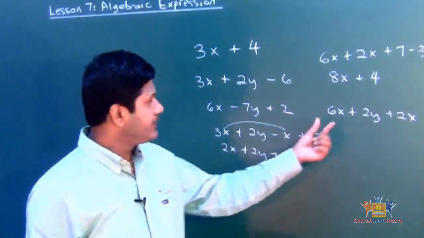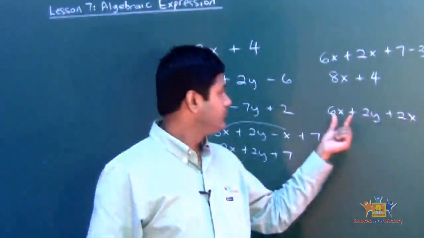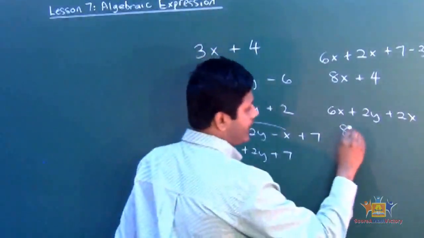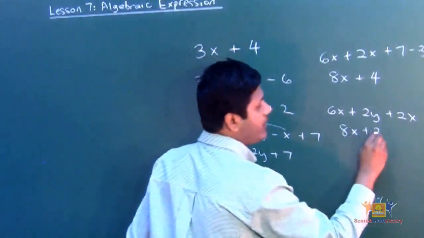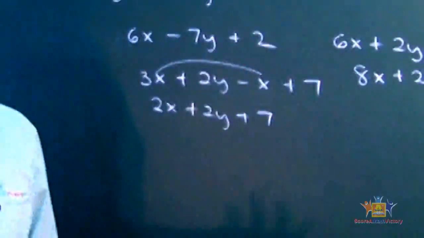Okay, now in this case I can add this apple with this apple. See that? 6x plus 2x gives me 8x. Alright, so I can put 8x, but y is an orange. I cannot add them, so I gotta rewrite it. See that? So I put 8x plus 2y.